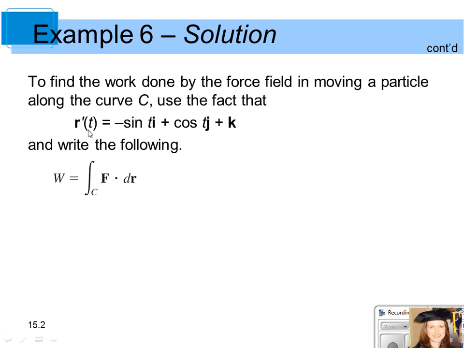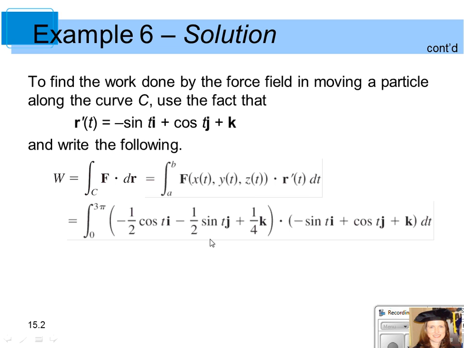So to find the work done by that force field in moving a particle along the curve C, we want to use the fact that you're finding r prime of t. You have to take that F vector field in terms of t and multiply that by the dot product of the r prime of t dt. You take the derivative of your path to get negative sine t i plus cosine t j plus 1k and write the following. The line integral for work is found by setting up a definite integral from a to b of that vector field, replacing all the x, y, and z with what it equals on the path, and then finding the dot product of that with your r prime of t and then dt.